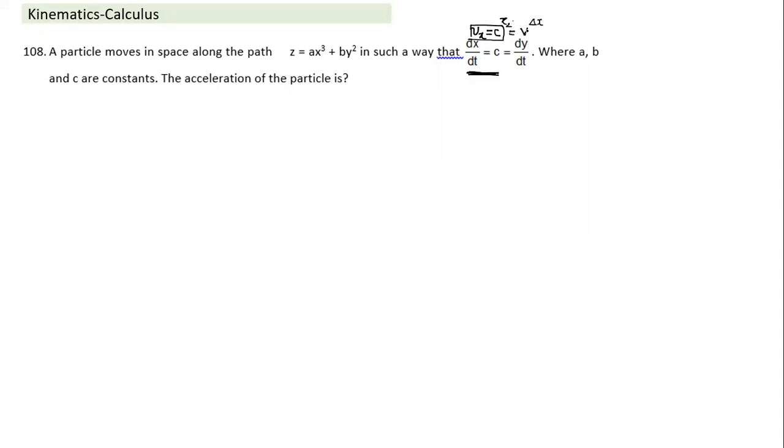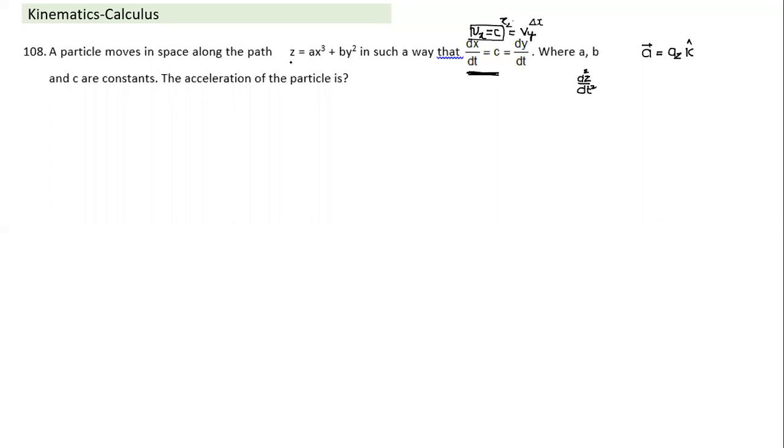Similarly, Vy also is constant. So what we understood is that it has velocity in the x direction, which is constant, and velocity in the y direction also is constant. Hence, if there's an acceleration, it will have only which component? It will only have a z component. The x component and y component will be 0. And how would I find that acceleration? First I find dz by dt, and I have to differentiate it twice, d2z by dt square.